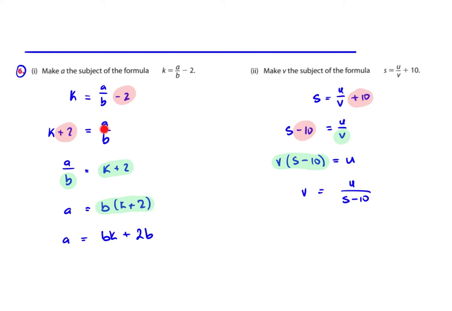We know that we need to make a the subject. So in order to make a the subject, we need to have a equals in our final answer. So let's bring our a terms over to the left hand side and bring all the other terms over to the right hand side. They just swap places.